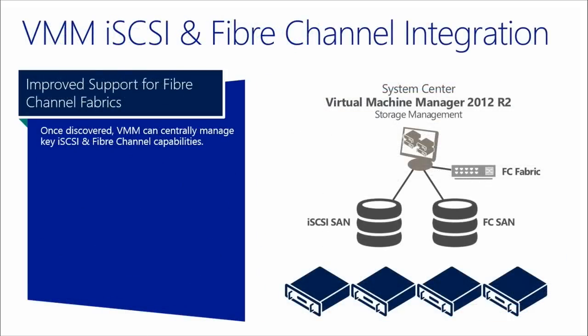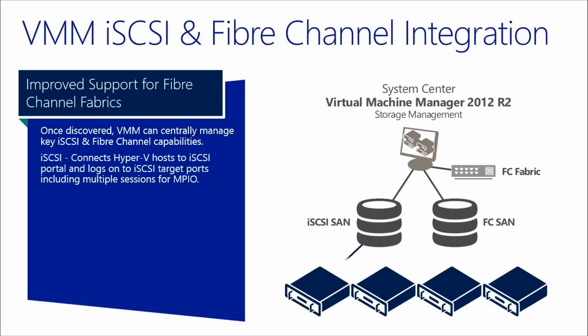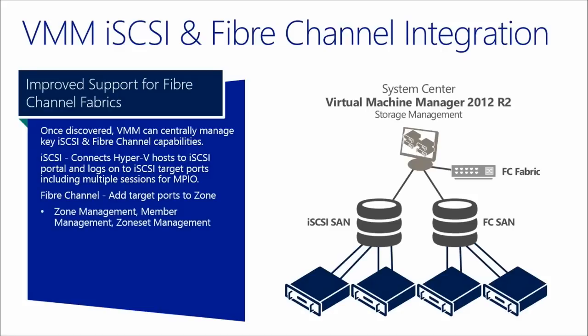Now, we've looked at iSCSI and Fibre Channel briefly, but VMM, as I said, will connect iSCSI hosts, your iSCSI SAN, to your host and log them on, so it will handle that process for you. So rather than going to each host and connecting through the iSCSI initiator to your iSCSI target, VMM can handle all that for you as well. And when it comes to Fibre Channel, VMM will handle the zone management, the member management, the zone set management, bring those ports in and allow you to unmask those respective LUNs to those target Hyper-V hosts.